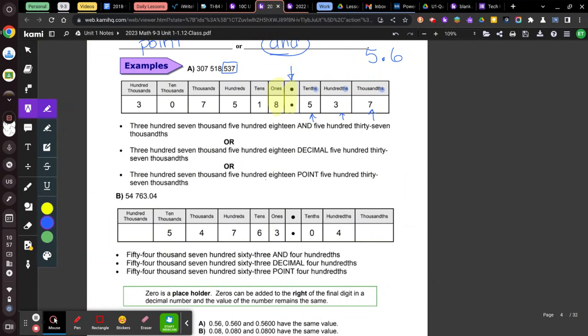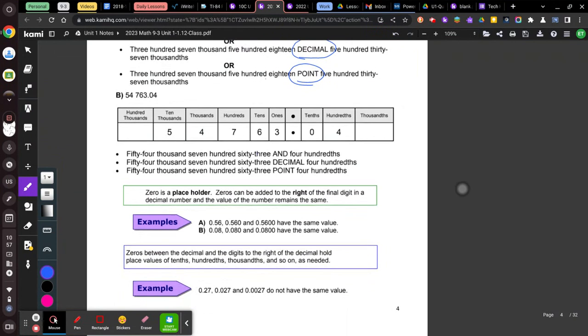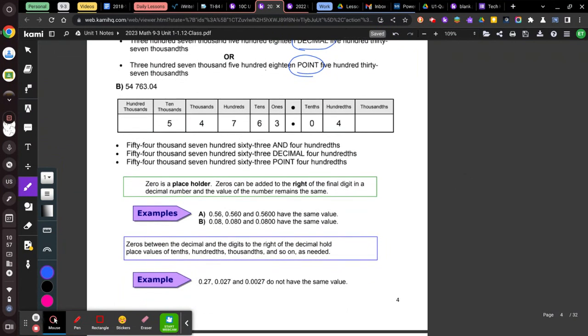So now we're taking a look at, again, we're seeing the words. Which words are they using? And, decimal, or point. Okay, we see another number. They've placed it in our place value chart. And how are we going to say it? If our last number is in hundredths, it is going to be hundredths at the end.